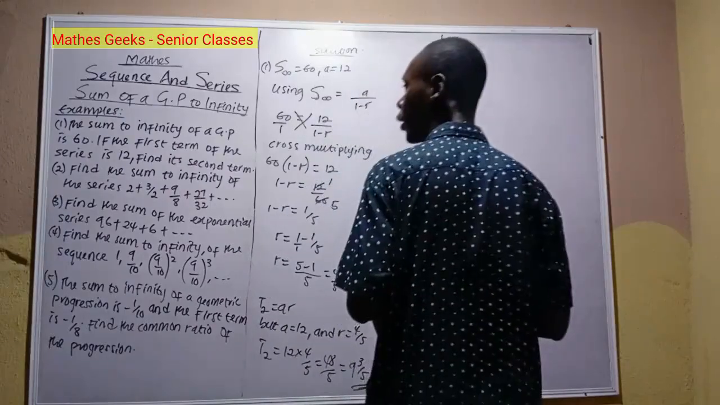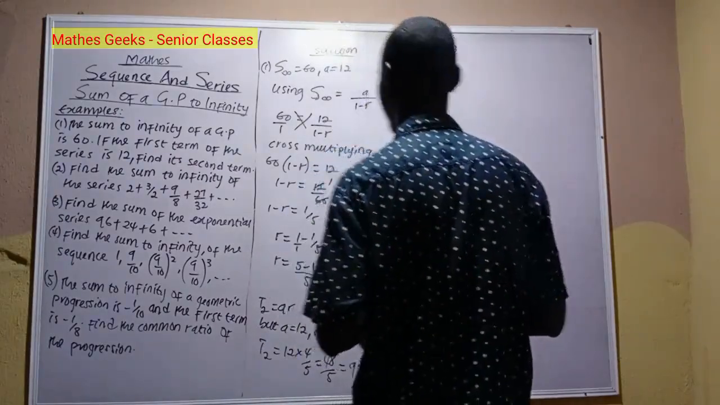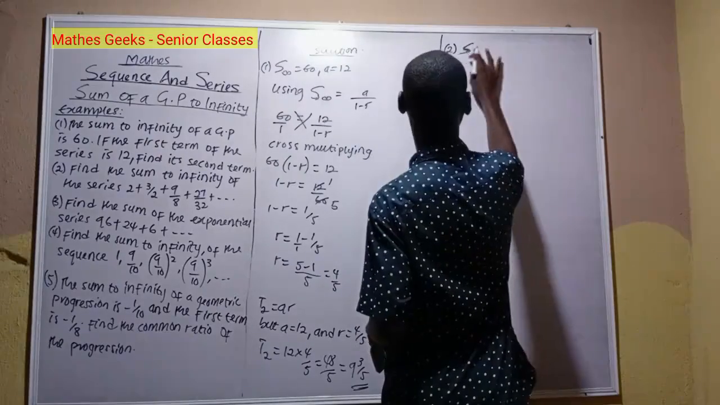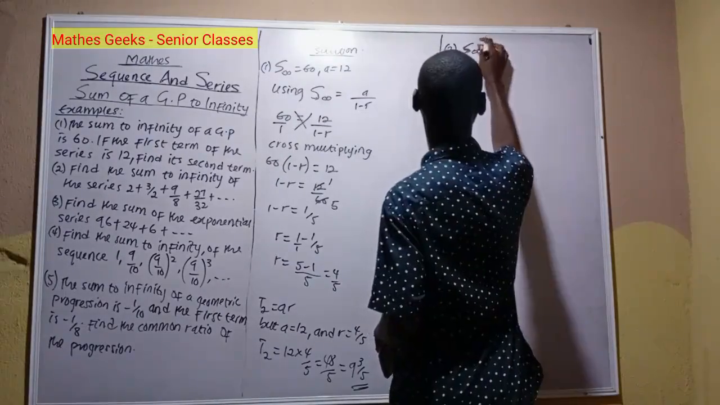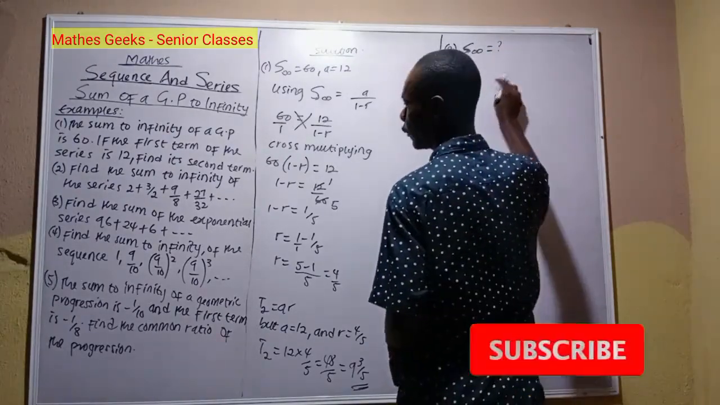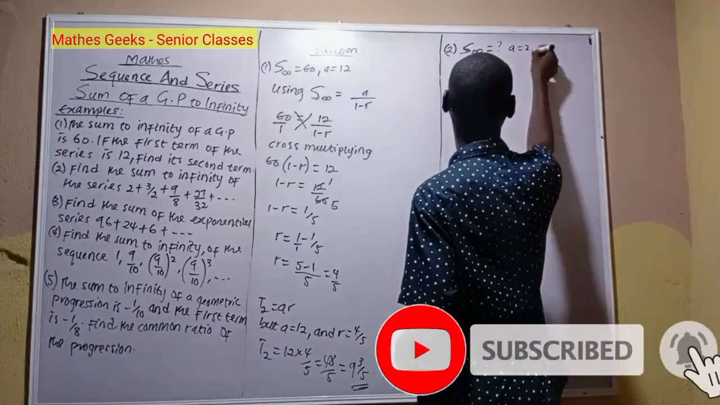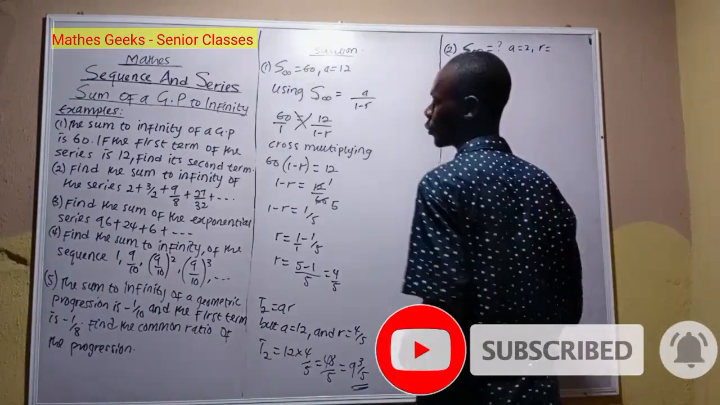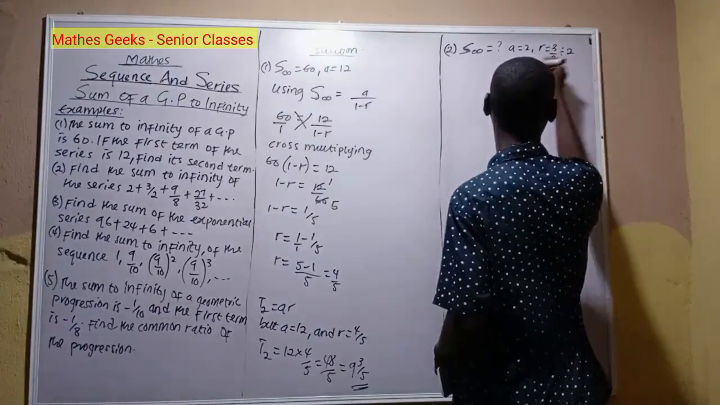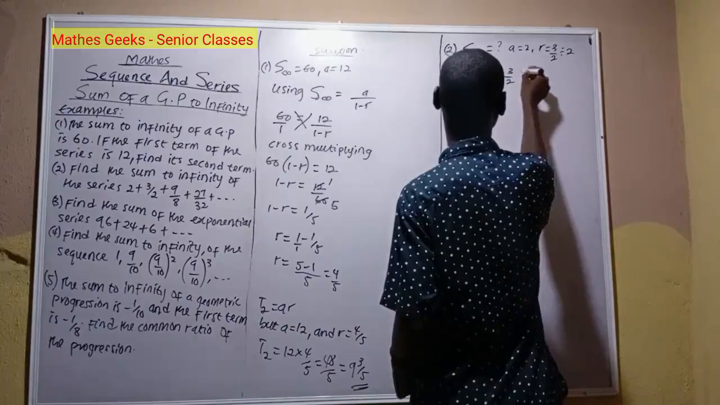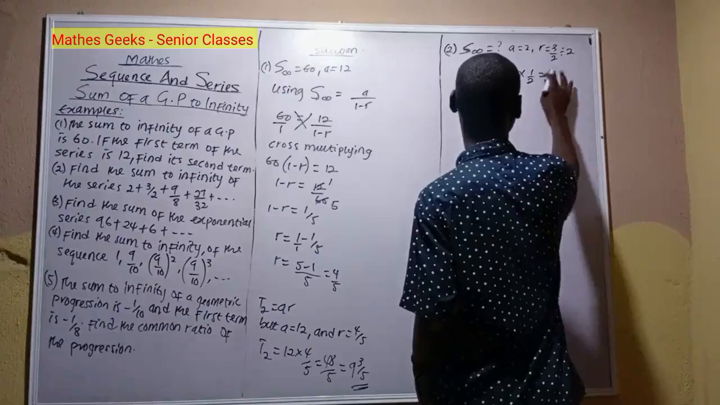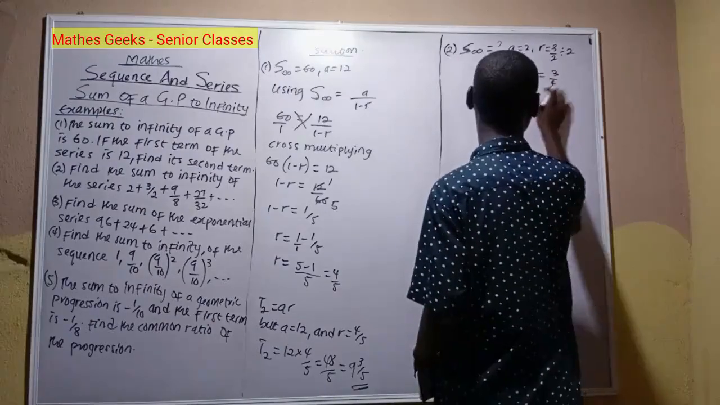Number 2. Find the sum to infinity of the series. Sum to infinity is what we're going to look for. The first term a is equal to 2 and the common ratio is equal to 3 over 2 divided by 2, which gives us 3 over 2 times 1 over 2, that's 3 over 4.